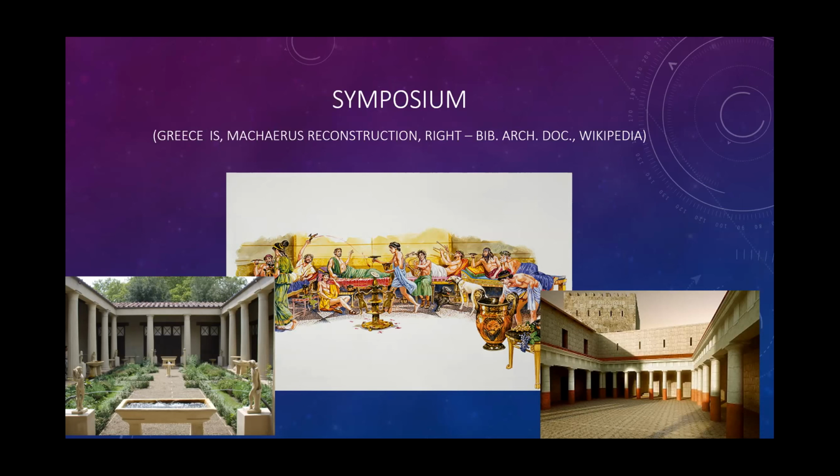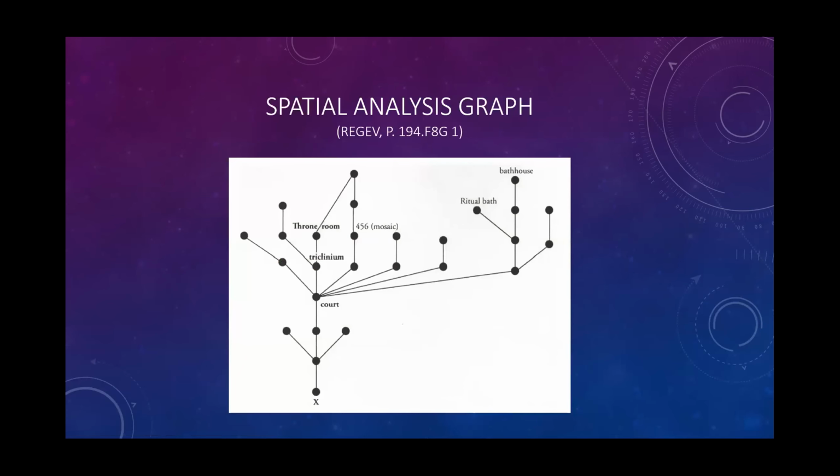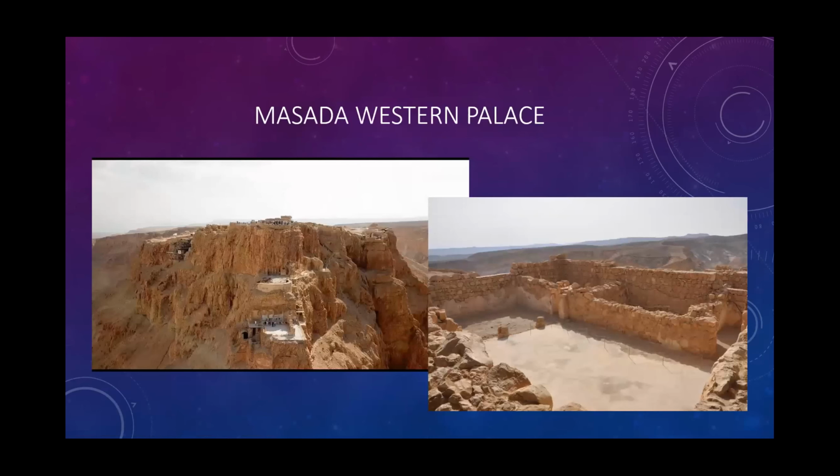Here is Rajeb's axis analysis map of the main part of Herod's western palace at Masada, which Rocha and others believe held his private quarters. This palace was 28 by 24 meters and built early in his reign, circa 35 BCE. The circles represent spaces with the lines showing their entrances.